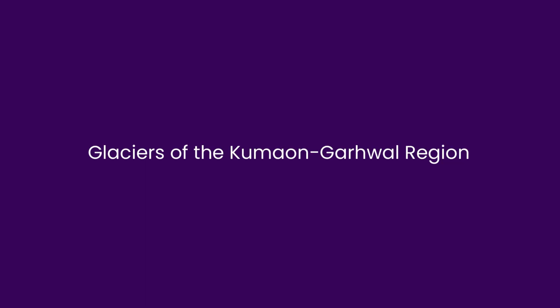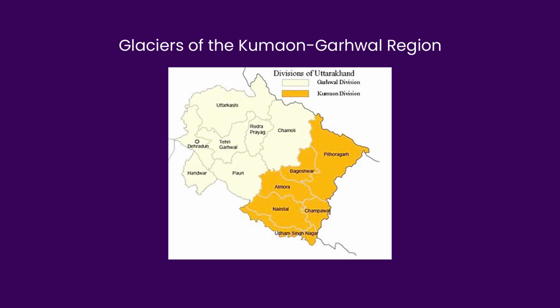Then the glaciers of Kumaon Garhwal region. In the Kumaon Garhwal region of Himalayas, the largest is the 30 km long Gangotri glacier, which is the source of the holy Ganga. Garhwal region, lying in the Himalayas, is bounded on the north by Tibet, on the east by Kumaon region, on the south by Uttar Pradesh state, and on the northwest by Himachal Pradesh state. It includes the districts of Chamoli, Dehradun, Haridwar, Pauri Garhwal, Rudraprayag, Tehri Garhwal and Uttarkashi.